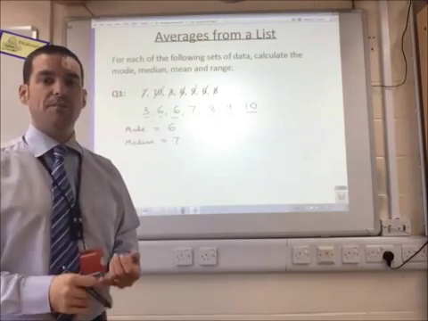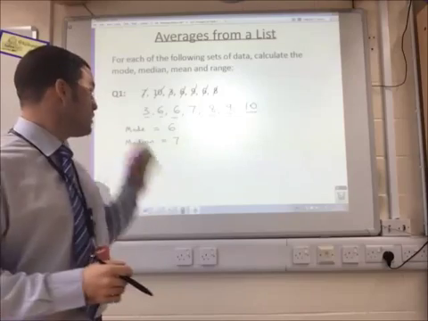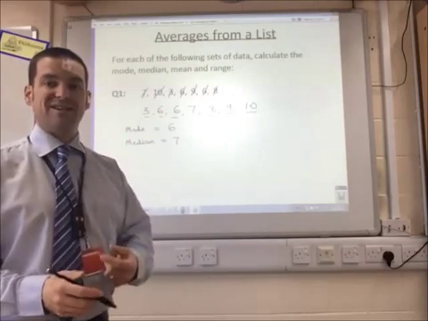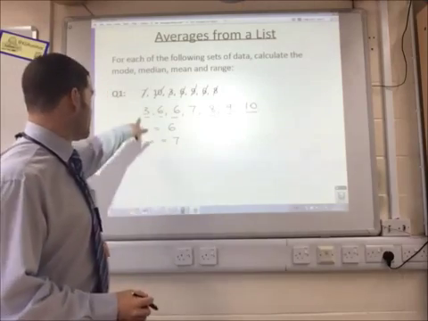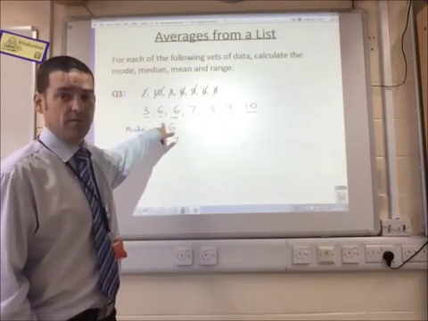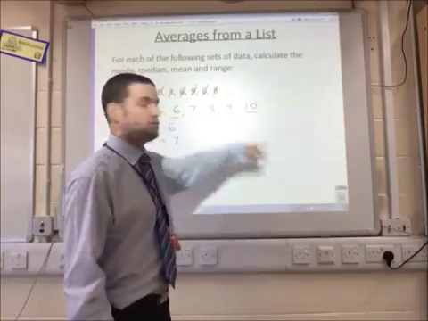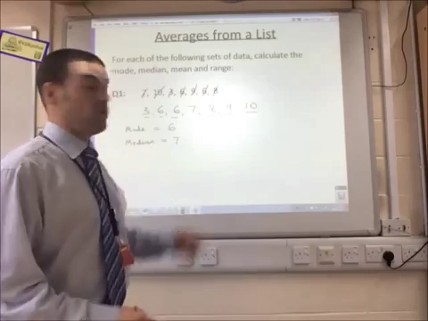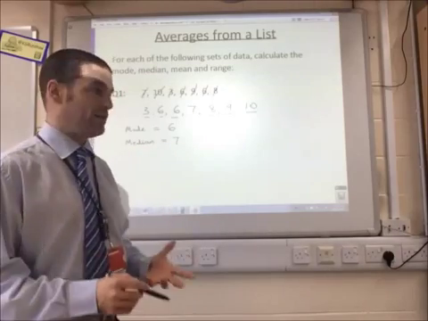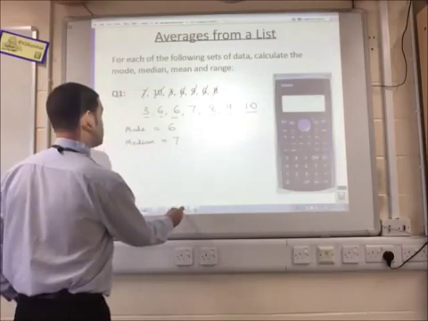Next we're asked to work out the mean. Now the mean is the one where you add all the numbers together and then divide by how many values there are in the data. So in this case, we've counted the values, there are 7 of them, so we need to add all these numbers together and divide by 7. You could probably do this one in your head, but I'm going to use a calculator just to make sure.